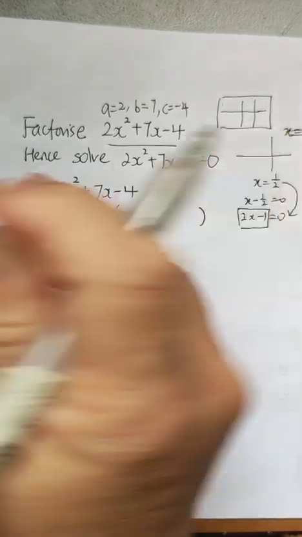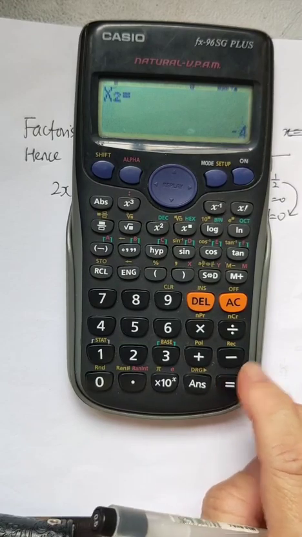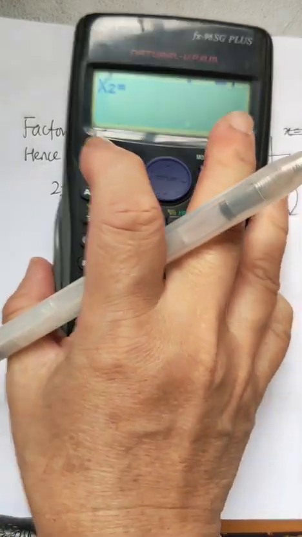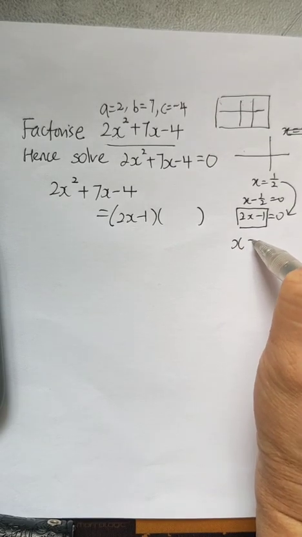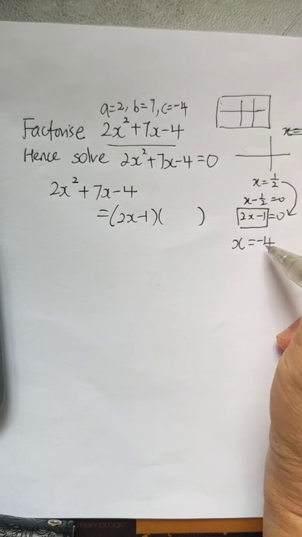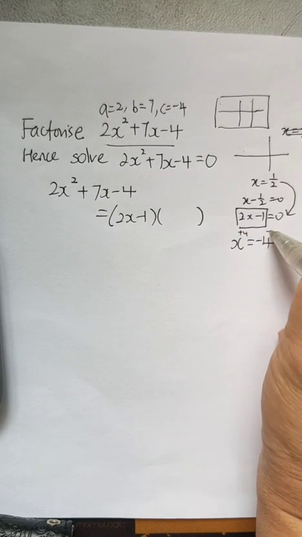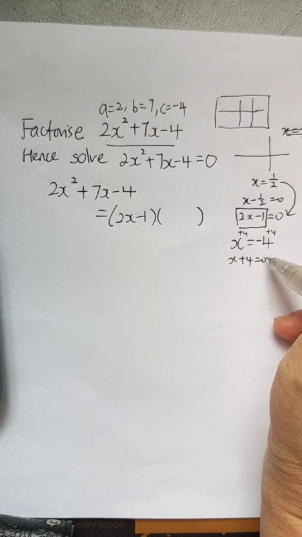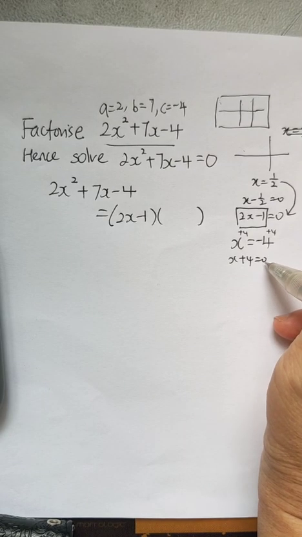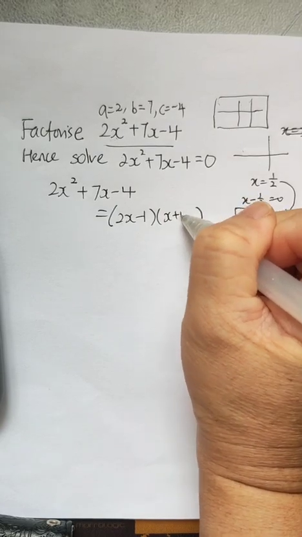Alright, then where is your second linear factor? Okay, so when you press the equal sign on the calculator, you will have a second value, x2 equals to negative 4. Okay, so your second answer is x equals to negative 4. So you're going to convert it into your linear factor. So add 4 to both sides. You get x plus 4 equals to 0. Basically, you're just going to make your right hand side become 0. So this will be your second linear factor, x plus 4.